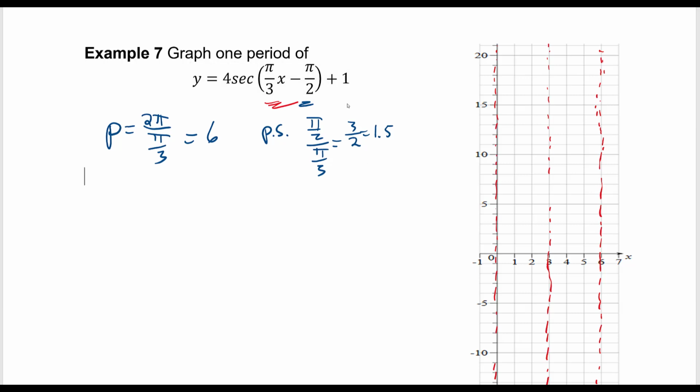Okay, what else do we have? We have a shifting going on. We did that horizontal shift, and then we have this plus 1, which is going to give us a vertical shift of 1. So our center line, instead of being at 0, is going to be at 1.